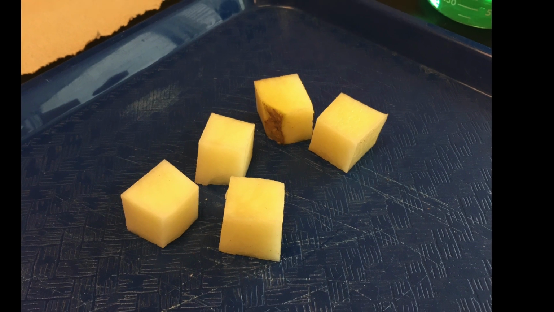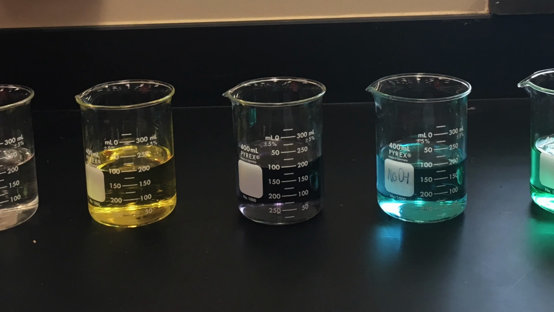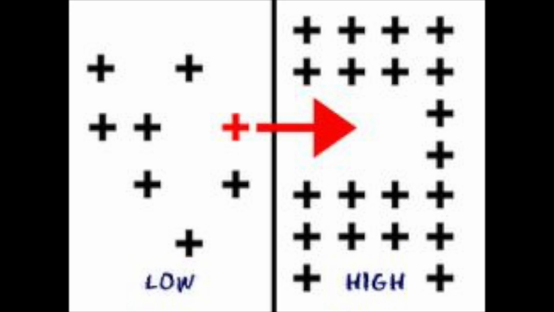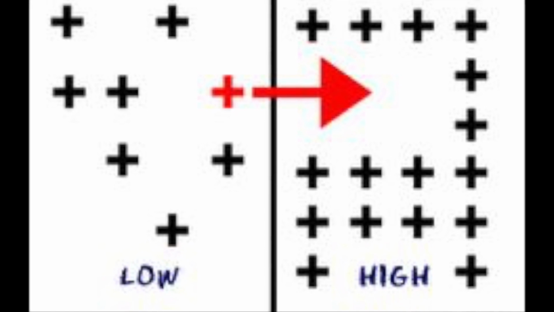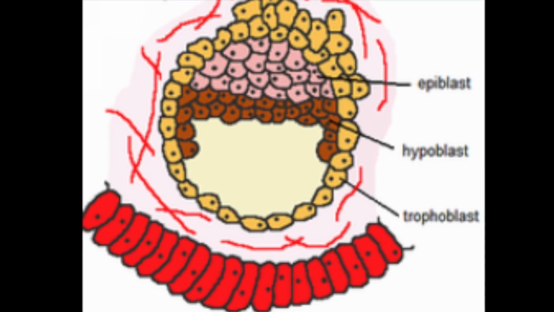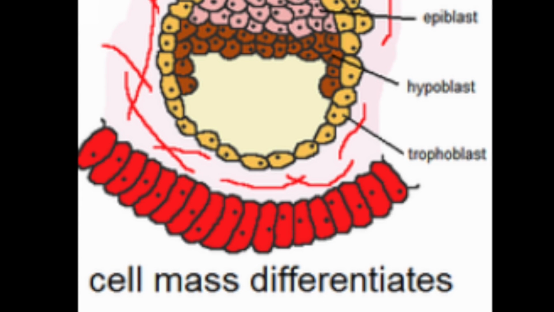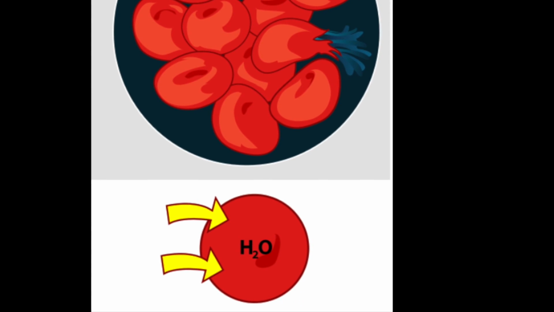If we place the 2 by 2 centimeter potato cubes in different concentrated solutions of 200 milliliters, then we will be able to create an order of highest concentrations to lowest concentrations based on the difference in cell mass and appearance. If the solution has a low concentration, we expect the cell to swell. If the solution has a high concentration, we expect the cell to shrink.